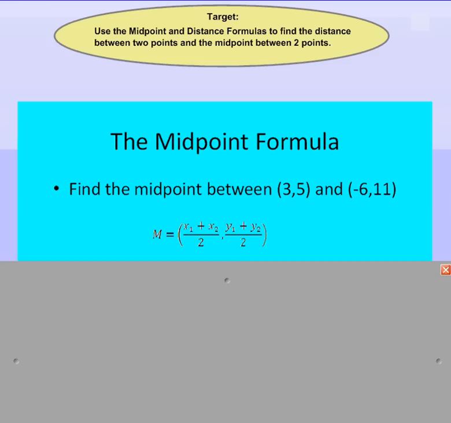Again, you use the midpoint formula. Input your x's and y's. Again, add your x's divided by 2, add your y's divided by 2, and it just turns into the location of the midpoint between those 2 points.